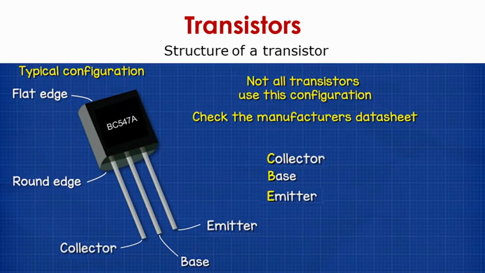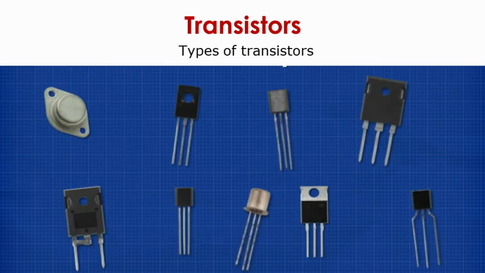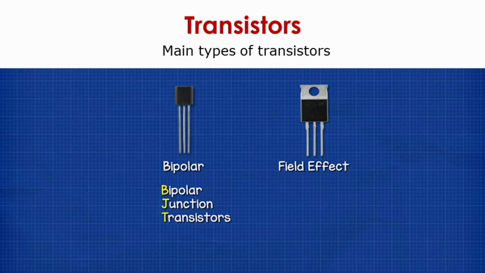Most of the transistors have this structure. One end is a flat surface, the other is a round edge. There are three terminals: the collector, the middle one is the base, and the emitter. This is a typical structure of NPN transistors. All the transistors are not of the same structure. There are different types of transistors, as you can see in this picture. We are not going to go much into details of this, but the main two types of transistors are the bipolar transistor and the field effect transistor. We are going to use bipolar transistors.